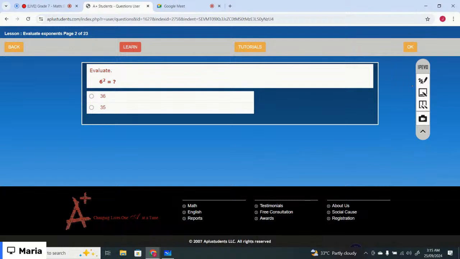Evaluate 6 square. So which is the correct option? The correct option is 6 square. You have to do 6 times 6. So 6 times 6 is 36. Option number 1 is the correct option. So the correct option is option number 1.